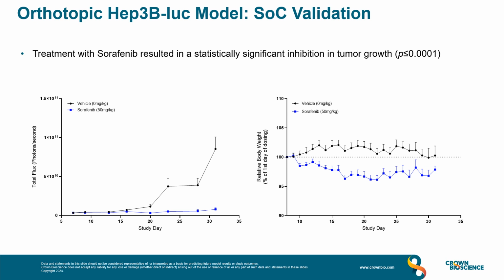We've also validated this model using standard of care, in this case, sorafenib. And mice treated with 50 mg per kg sorafenib really didn't display any tumour growth over the course of the study.